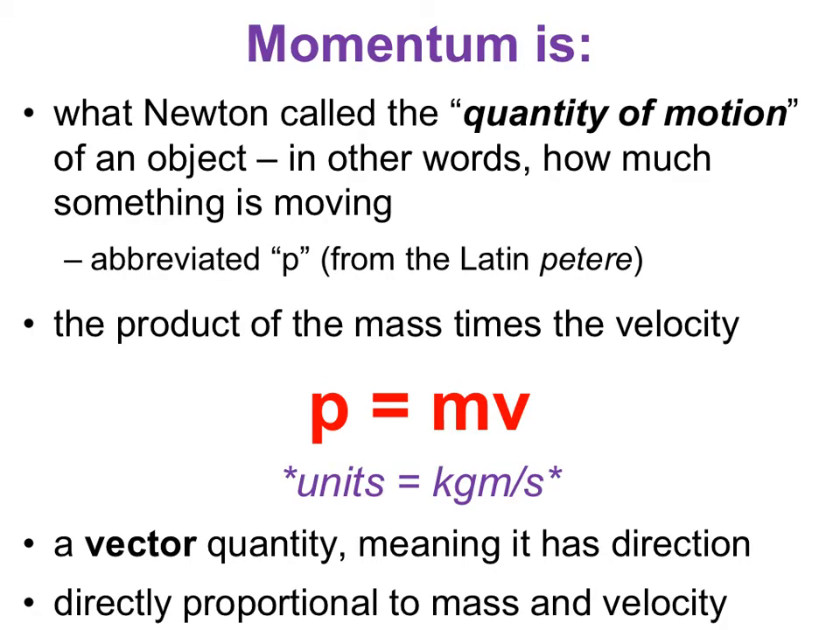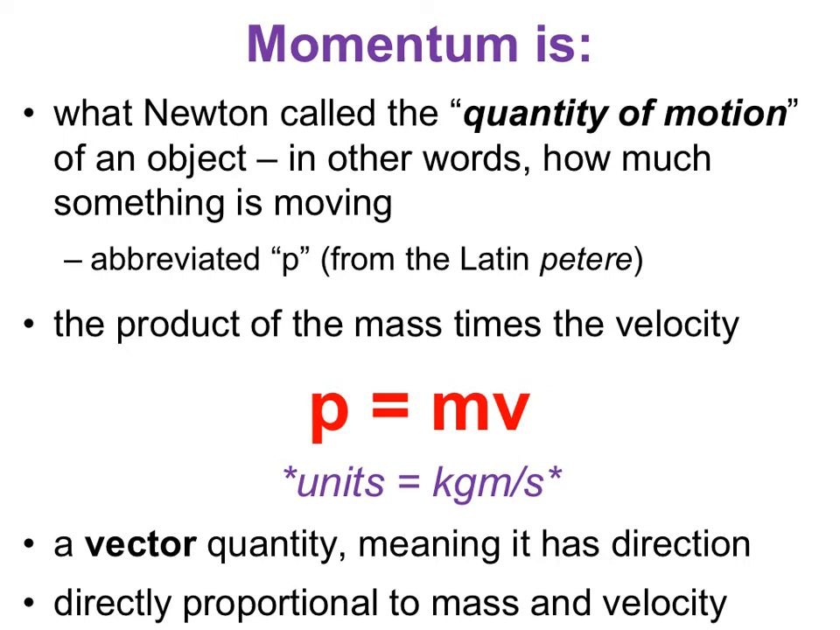Our first new term is momentum. Now, momentum is what Newton called the quantity of motion. So how much is something moving? We abbreviate momentum as a lowercase p, that comes from the Latin word, and we find momentum by taking the product of mass times velocity. So p is equal to m times v. And our units are just kilogram meters per second. You just squish the units for mass and velocity together.